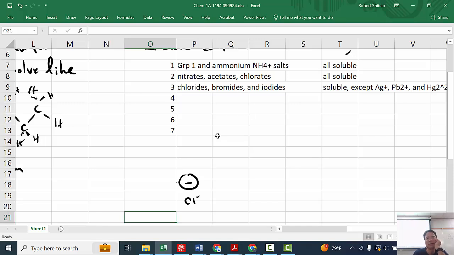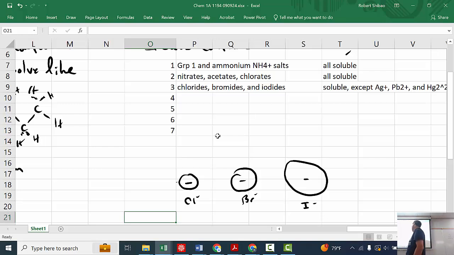So if I have a chloride, I have bromide, and I have iodide. I'll try to draw them with their respective size. Iodide is going to be the biggest. Chloride's the smallest. Where would you predict fluoride would be? Smaller than chloride. Fluoride's pretty small.